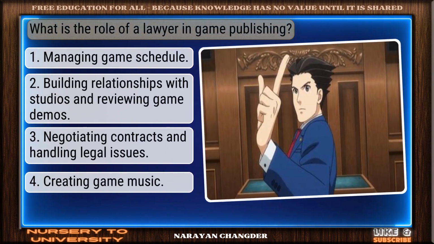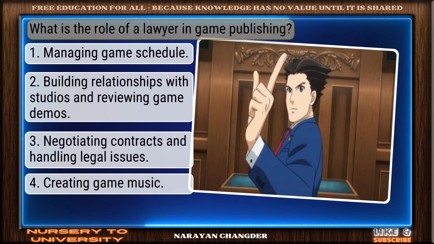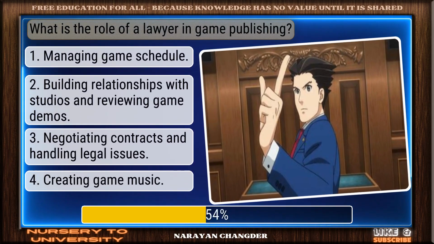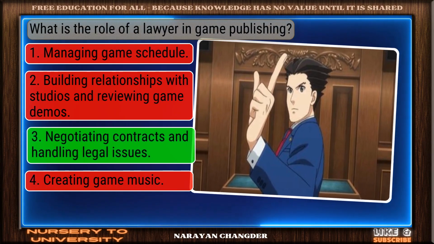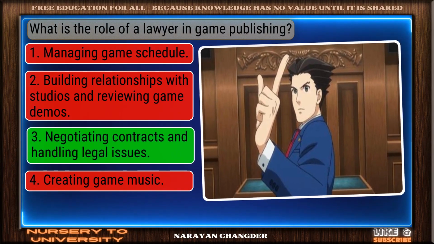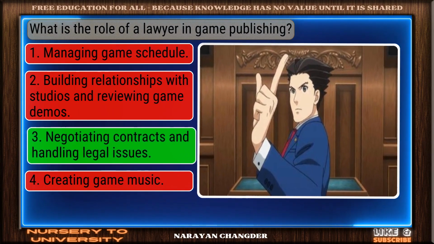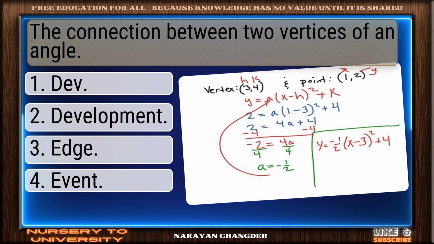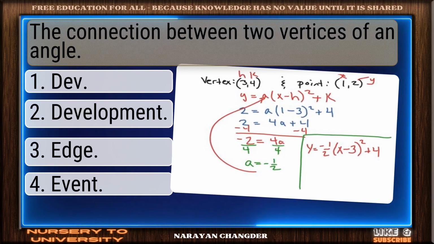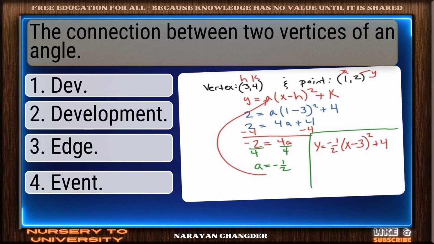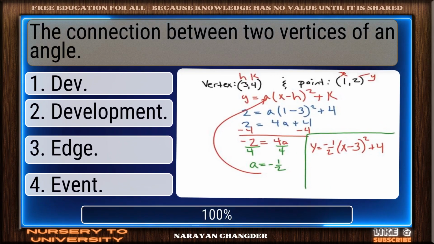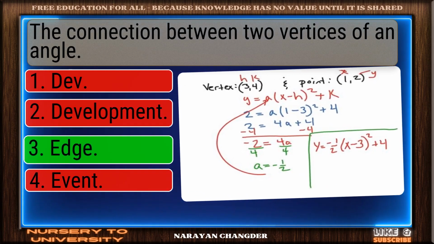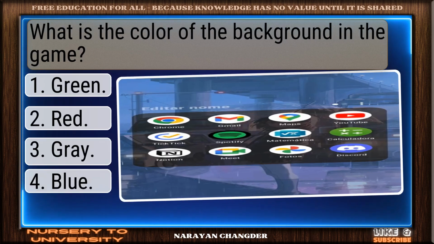Question number 21. What is the role of a lawyer in game publishing? You're right. Negotiating contracts and handling legal issues is the correct answer. Question number 22. The connection between two vertices of an angle. Well picked. Edge is the correct answer.